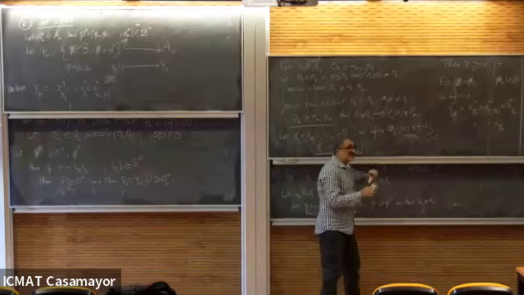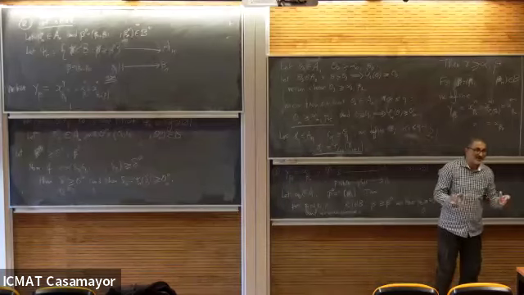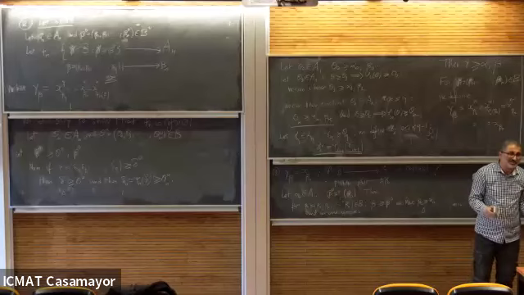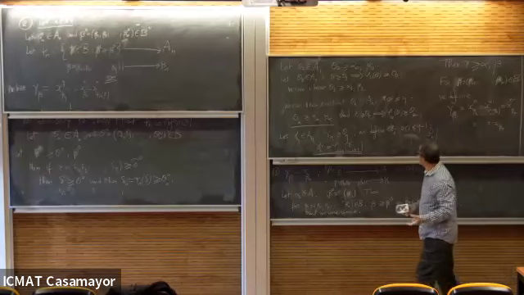So here the construction is, the beginning is like the case for sequences, but for nets we need to be careful about the index set.